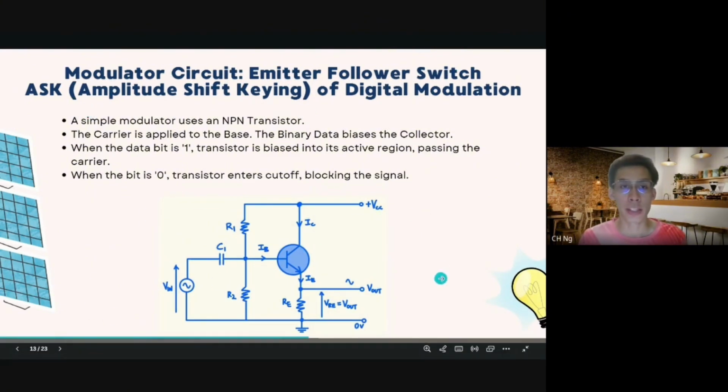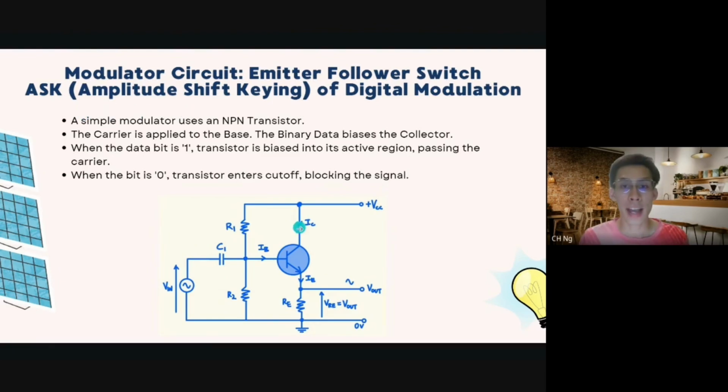As you can see here, this is a BJT, and this simple modulator uses an NPN transistor. The carrier is applied to the base and the binary data biases the collector. When the data bit is 1, the transistor is biased into its active region, passing the carrier. And when the bit is 0, the transistor enters cutoff and will block the signal.